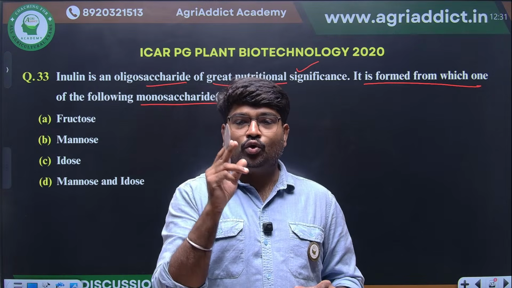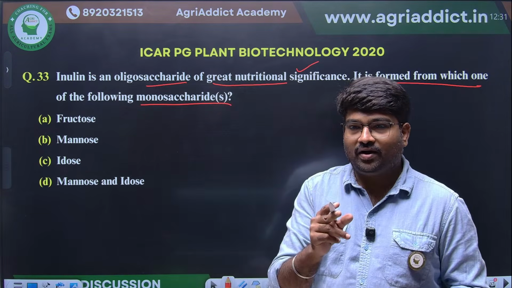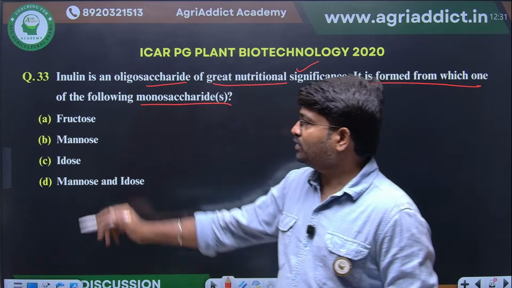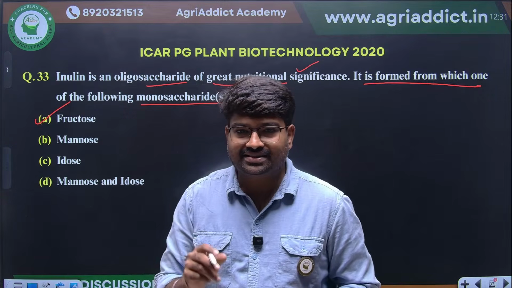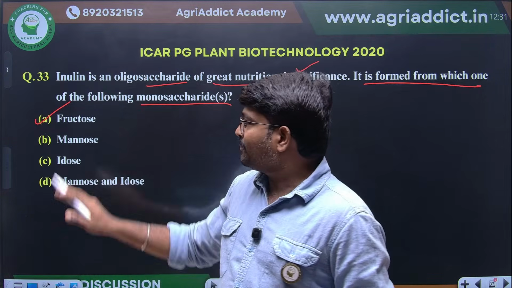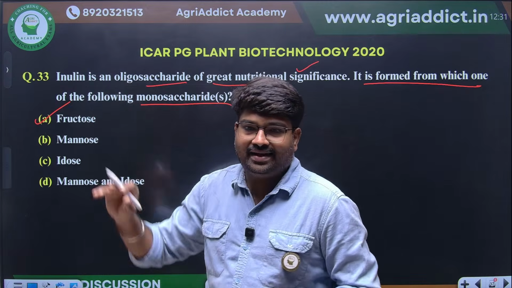That too is a homopolysaccharide, a homopolysaccharide of repeated fructose units. This we have already discussed in our class itself. Fructose polymers will be there in inulin.